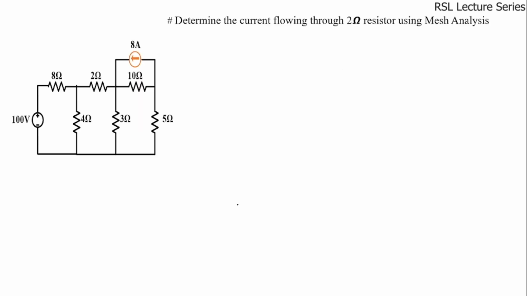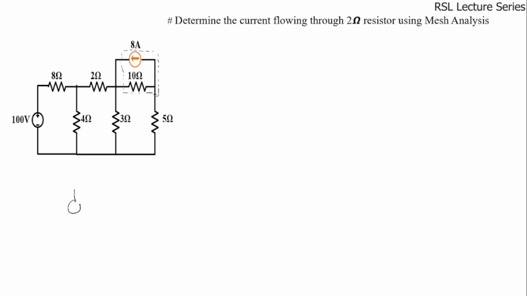Now we'll solve the second problem. Here is the given circuit, and the question is to determine the current flowing through the 2 ohms resistor using mesh analysis. Before that, we have one current source connected in parallel with the 10 ohms resistor. So first we have to convert this current source into its equivalent voltage source.